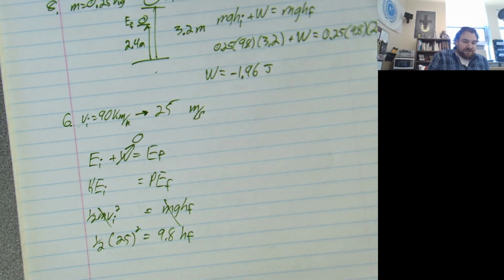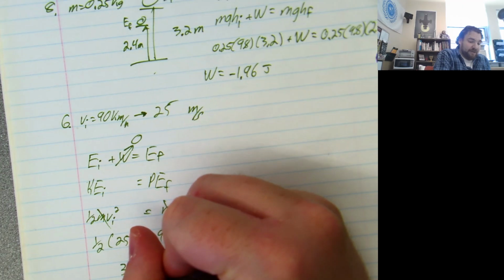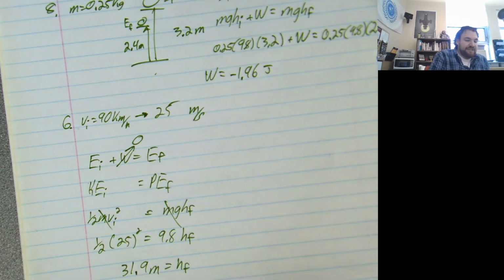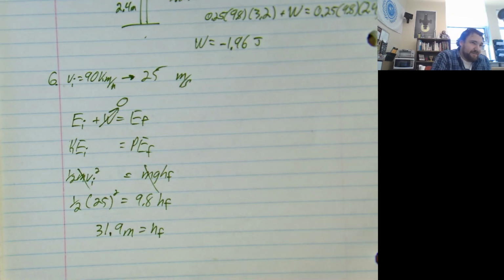So 25 squared divided by 2 divided by 9.8. You should get a final height up the ramp of 31, vertically, 31.9 meters is the increase in elevation if you're able to ignore friction. Does that make sense? Okay.